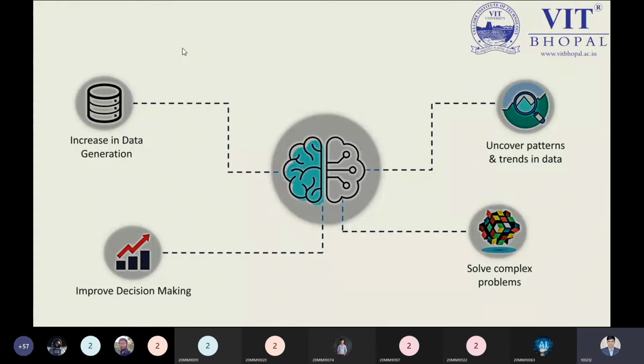So solving complex problems again is a very easy task that we can do with machine learning. So these are the four different areas or requirements that define the need for machine learning: increase in data generation, improve decision making, uncover patterns and trends in data, and solve complex problems. These are the four important needs that define the need for machine learning. So this is just an idea about the need for machine learning.